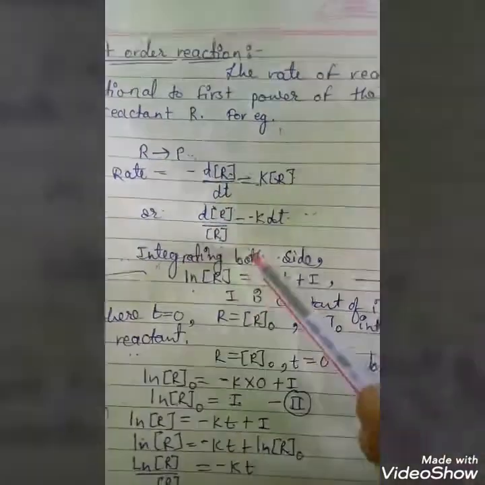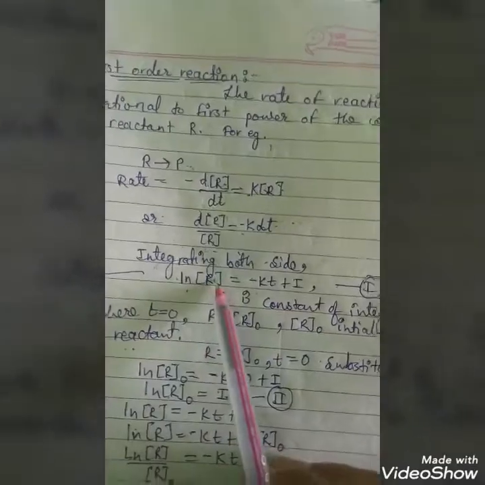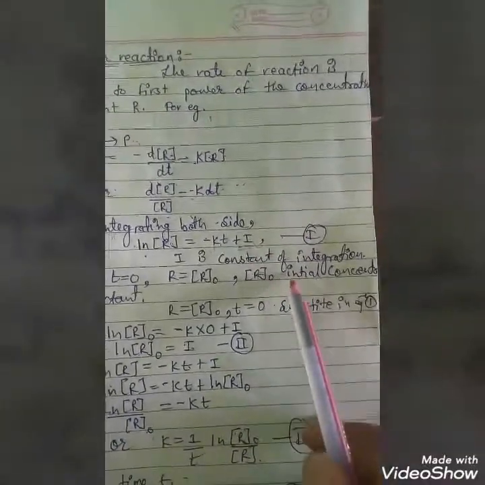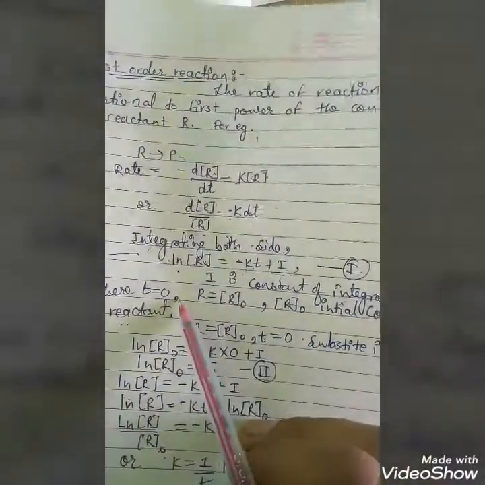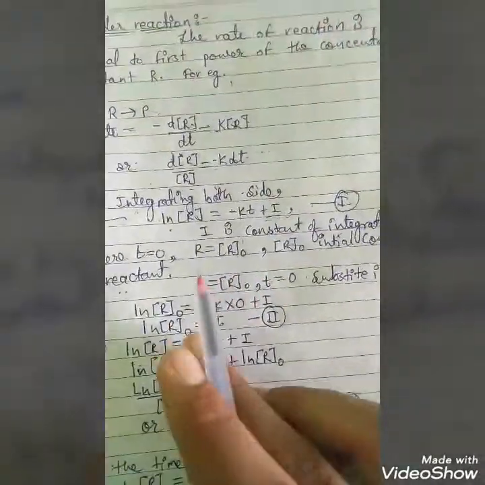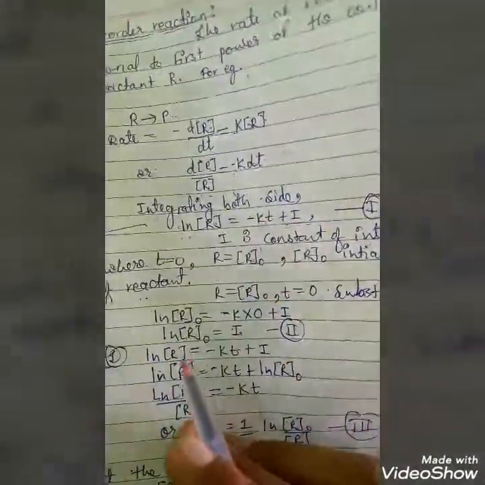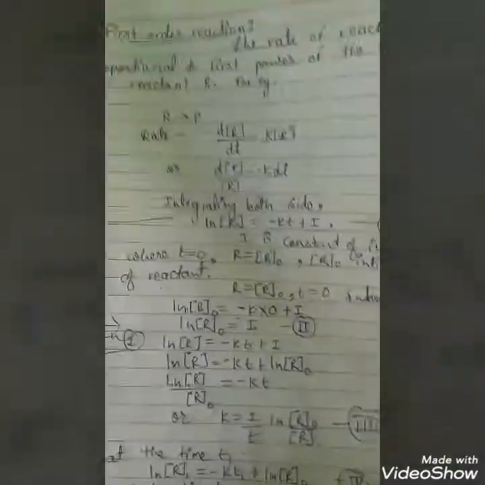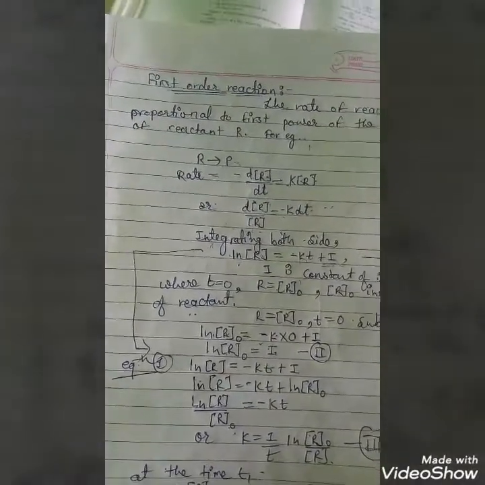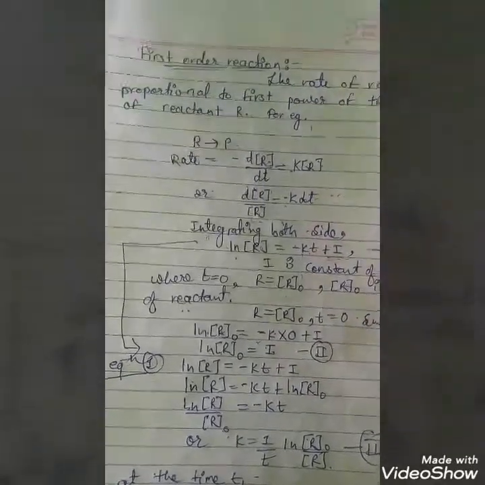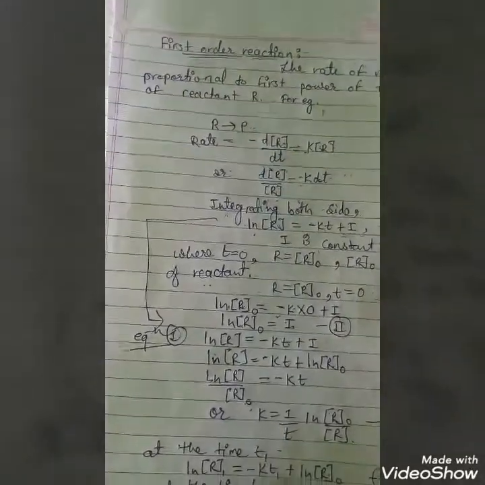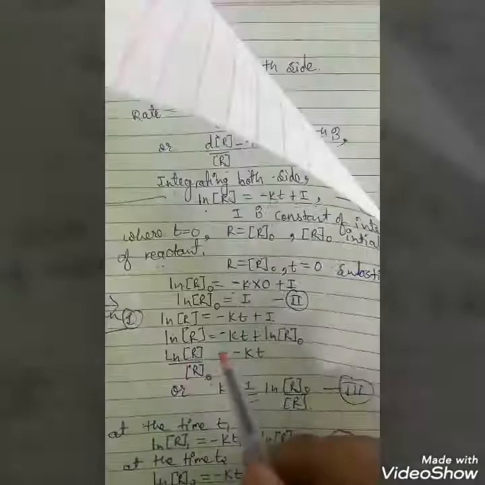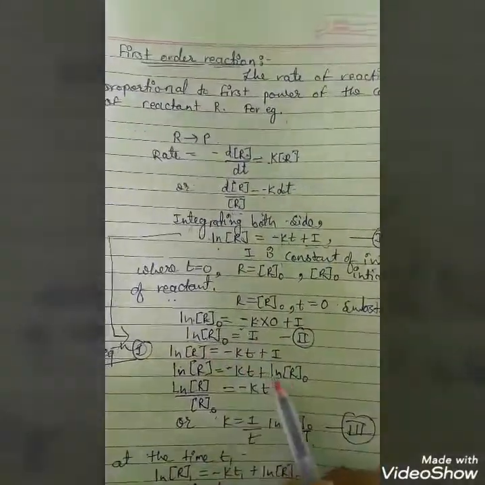We can integrate both sides, so we get ln R is equal to minus kt plus I, where I is the constant of integration. Now at the time t equal to 0, R is equal to R naught, so we put R is equal to R naught in equation first. So ln R naught is equal to minus k into 0 plus I, where ln R naught is equal to I. We replace it in the first equation again and get ln R is equal to minus kt plus ln R naught.